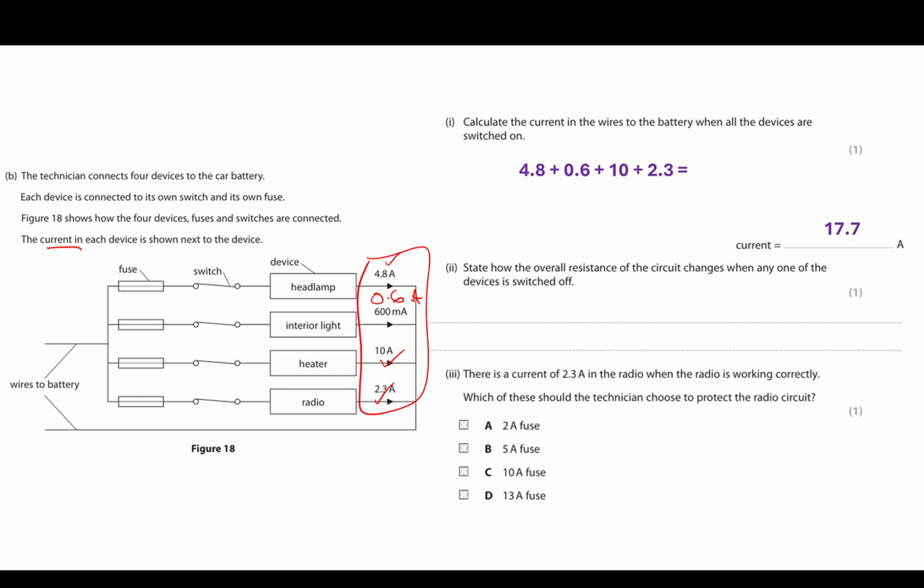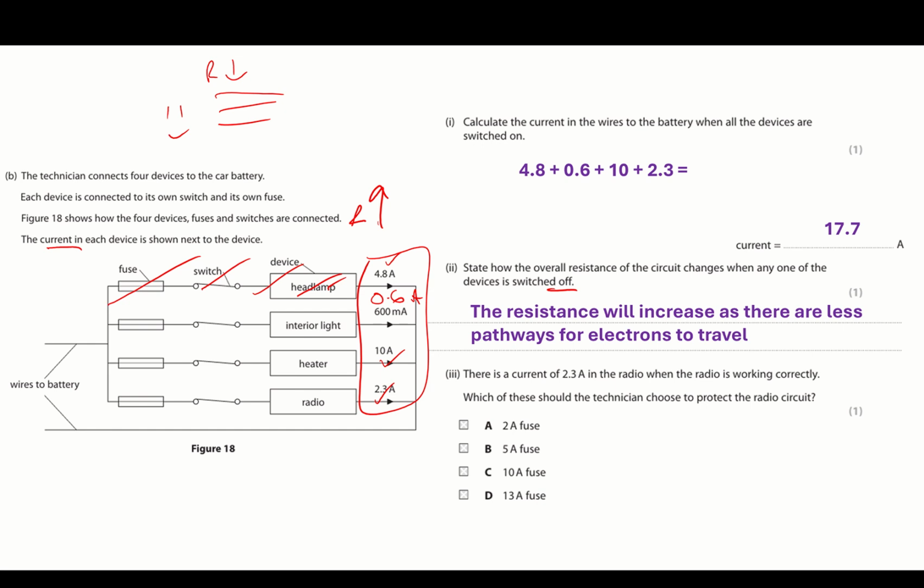State how the overall resistance of the circuit changes when one of the devices is switched off. Well, if I remove a branch, I've got fewer branches, so the resistance will increase. And we've done this idea with parallel circuits. Adding branches, happy days, resistance goes down. Removing branches increases the resistance. So the resistance will increase as there are fewer pathways for the electrons to travel.